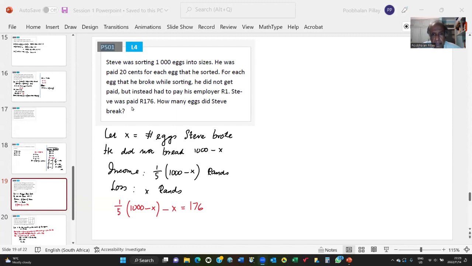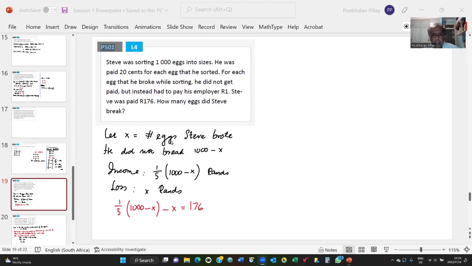It says that Steve was paid 176 rand. So he knows what he got altogether. So how many eggs did he break? All right, so at the starting point, we don't know how many eggs he broke. So let's give a name to that.